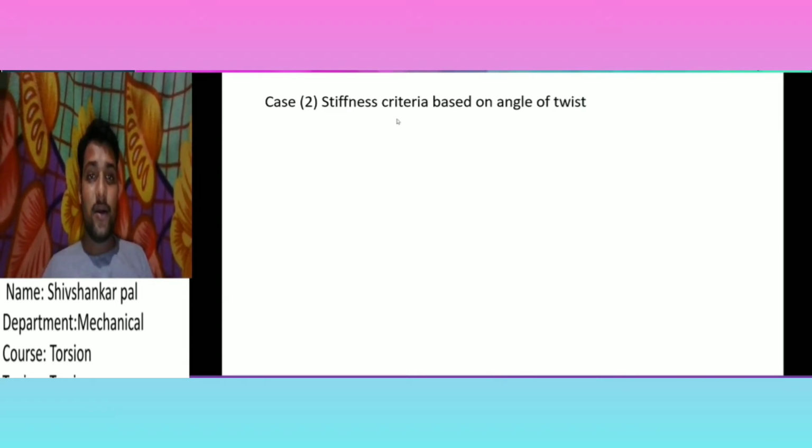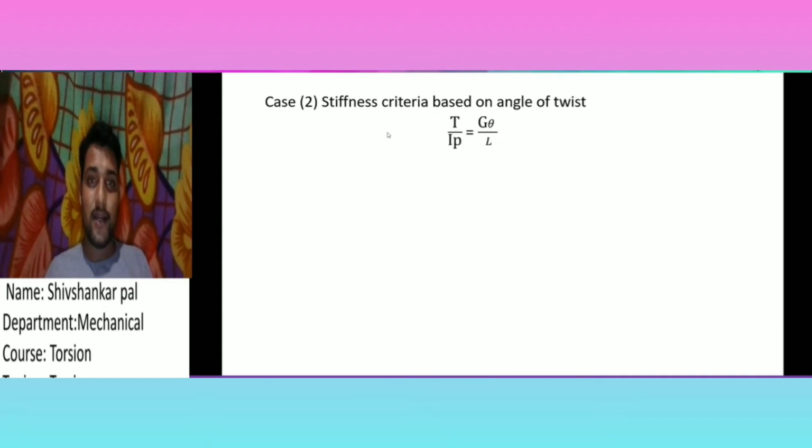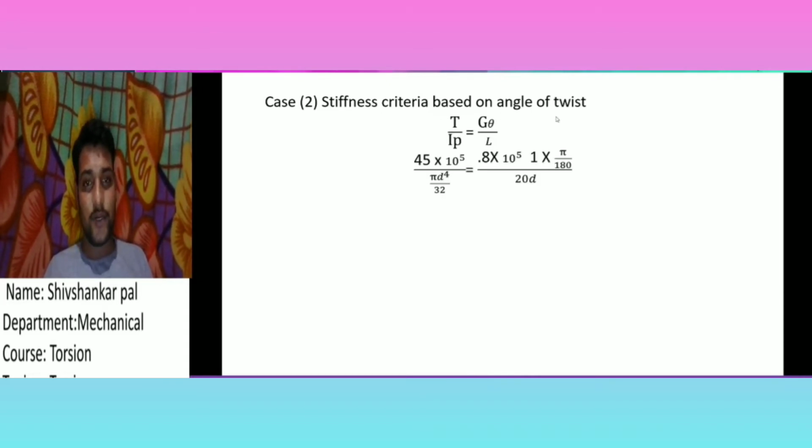Stiffness criteria. Here T by Ip equals G theta by L is considered as the stiffness criteria, based on the angle of twist. Put the value of T, 45 × 10^5 over pi d^4 by 32, equals G, which is 0.8 × 10^5, times theta, which is 1 × pi by 180, over the length L, which is given in the question as 20 times D.